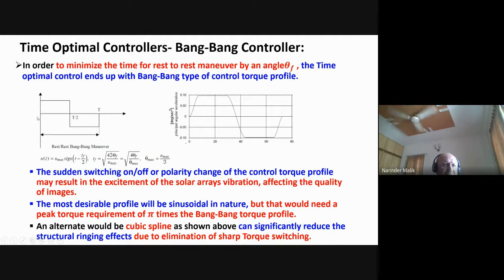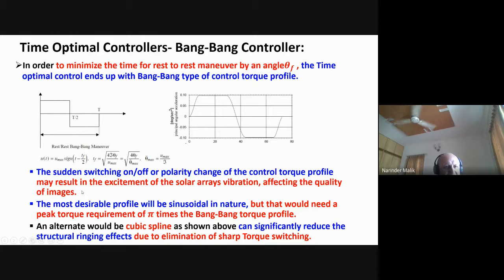So here, if you see, this is a sudden application of positive torque. Here, sudden application of negative torque. Here, sudden application of making the torque zero. This kind of sudden switching on or polarity change results in the excitement of solar array vibration, which affects the quality of images.